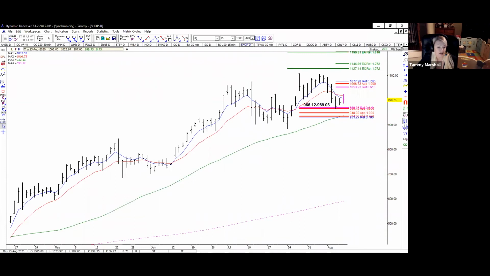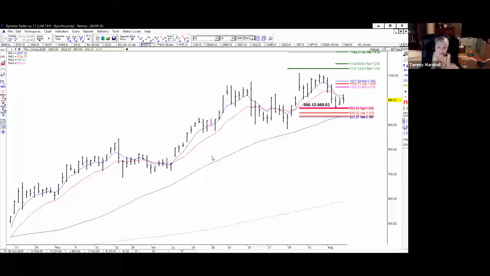And I'm happy to do, if anybody has a stock that they want to see done live, I'm happy to do that. I'm happy to see if it's setting up, you know, and if I can do a Fibonacci chart on it.